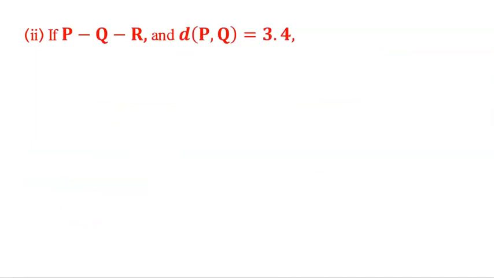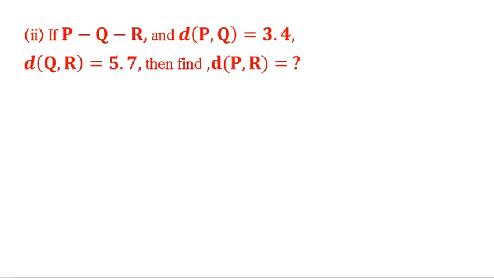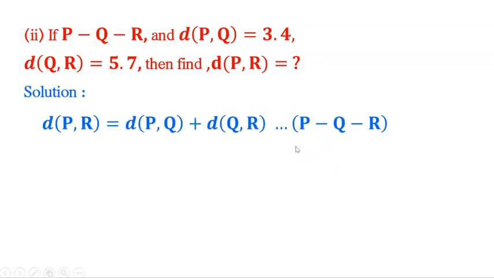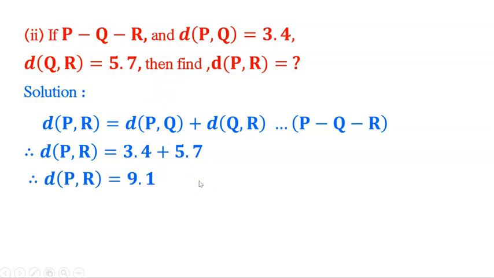Okay. Again, Q lies between P and R. Distance PQ is 3.4. Distance QR is equal to 5.7. Then find distance PR. Again, the same formula. Distance PR is equal to distance PQ plus distance QR. Substitute the values. Distance PR find out करायचं आपल्याला. PQ किती दिलाय, तर 3.4. QR 5.7. Therefore distance PR is equal to 3.4 plus 5.7 and that is equal to 9.1. Okay, and hence distance PR is equal to 9.1.